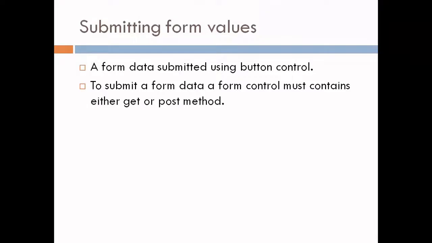So to submit form data, a form control must contain either a get method or a post method. Whenever we are submitting values through a form, it will submit the data through either a get method or a post method. By default, form data is submitted through the get method. So whenever we want to submit data using the post method, we have to specify the method name as post.